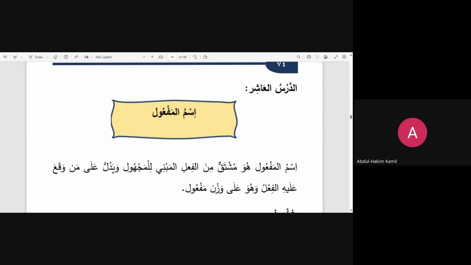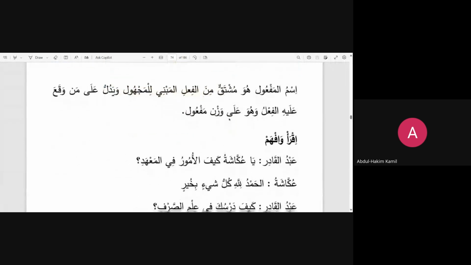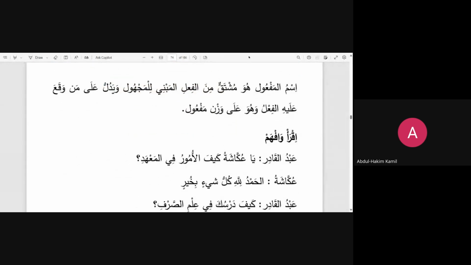And of course, this has to do with a fi'l muta'addi, because a fi'l muta'addi transgresses, it goes past the fa'il to the maf'ul bih. He said it is on the scale maf'ul. The examples here, we have a story. We're going to read the story and take our time. Nothing is difficult.